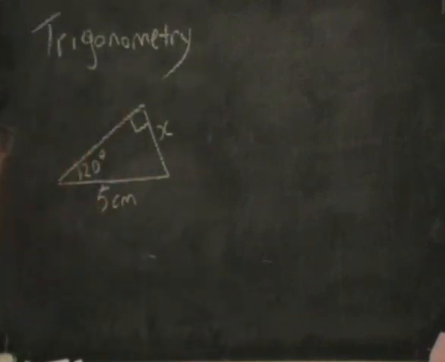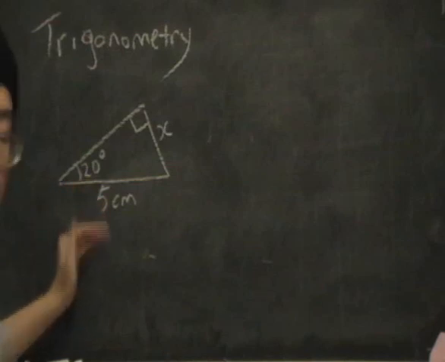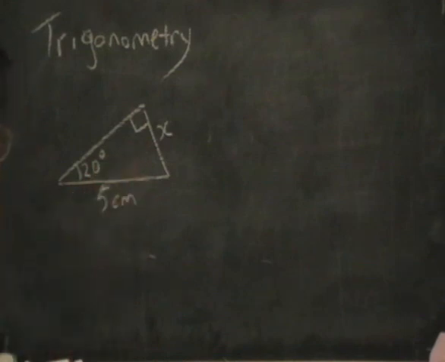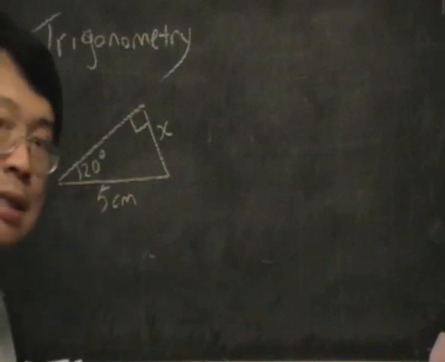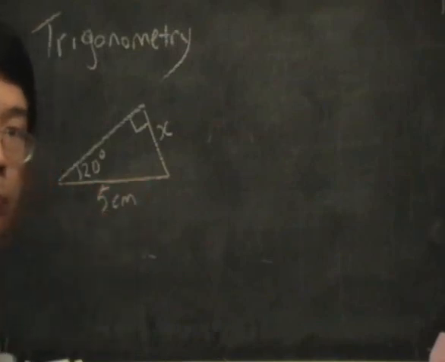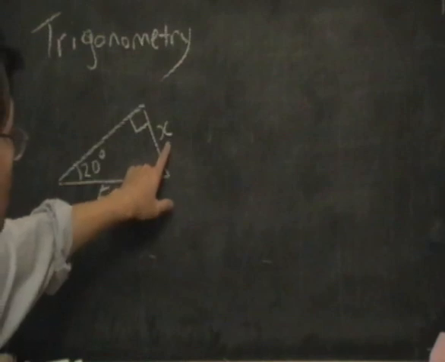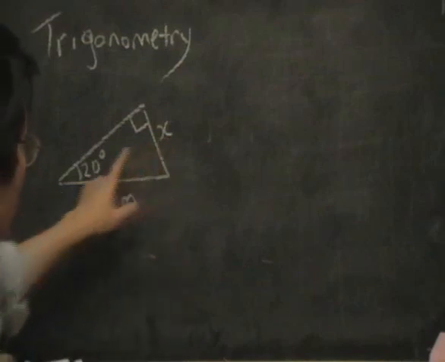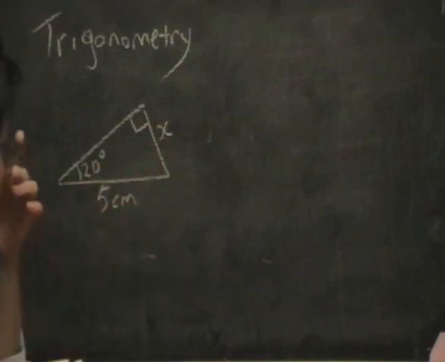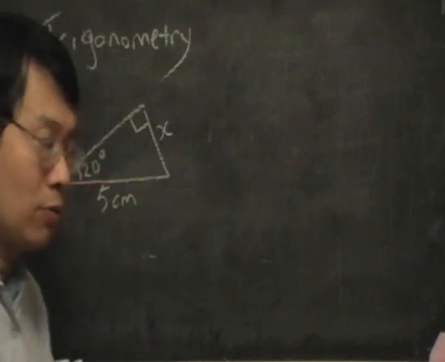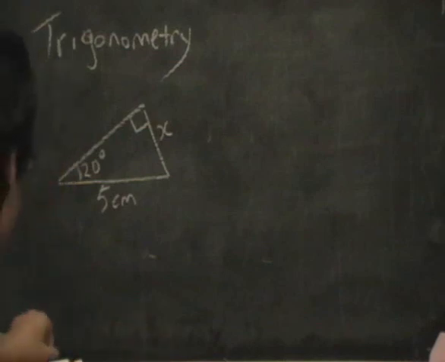Let's look at this example. We have here a triangle. There's a right angle in the triangle. We're given that one of the angles is 20 degrees, that the length of this longest side is 5 centimeters, and the question is to find x. What is the length of this side that is opposite to the angle? Okay, so let's see how we can apply the idea of sine to do this question.